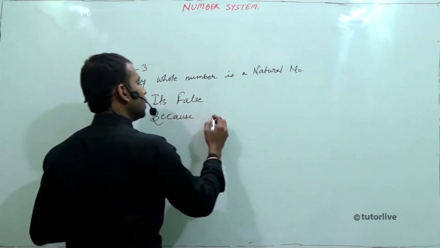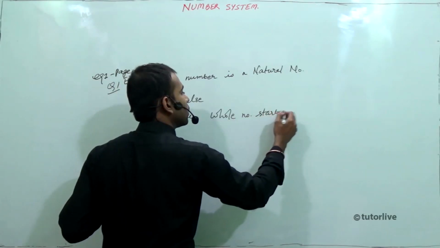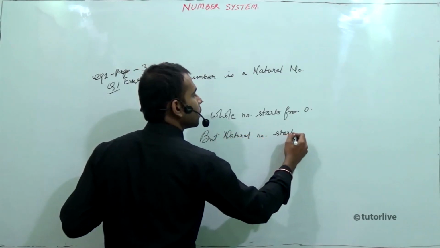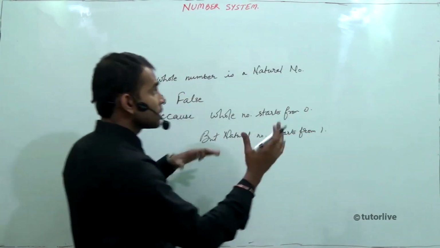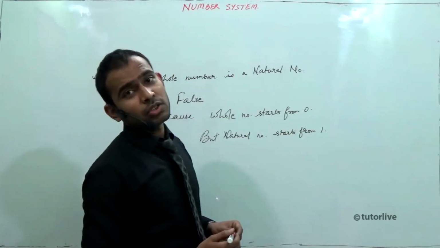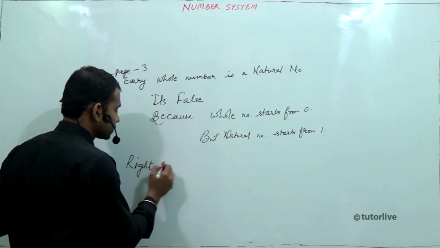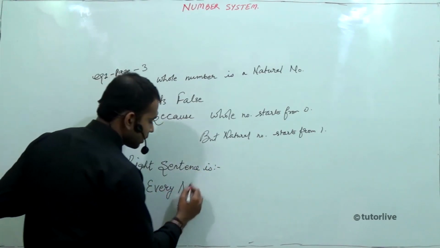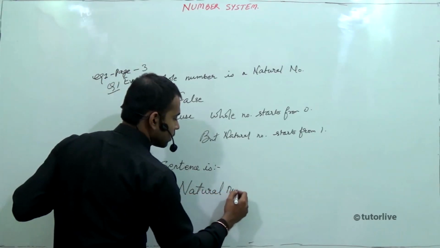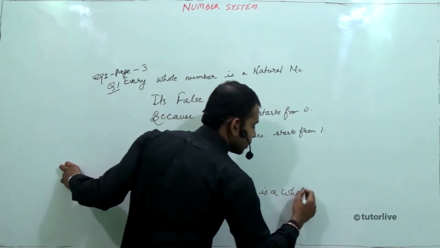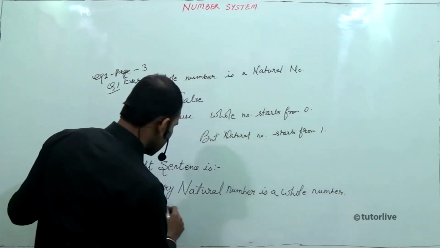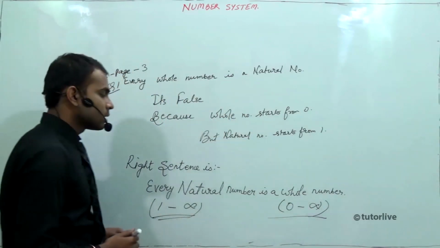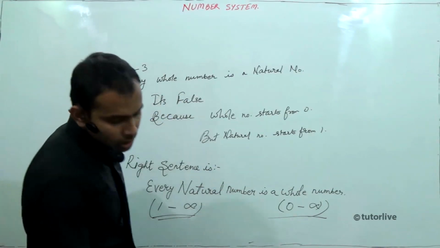Because a whole number starts from 0, but a natural number starts from 1, right? So we can say every natural number is a whole number, but not every whole number is a natural number, okay? So the right sentence is: every natural number is a whole number, because you know natural numbers start from 1 and go till infinity. This comes under whole numbers, which start from 0 and go till infinity, okay? That is the reason why every natural number is a whole number, but not every whole number is a natural number. That's a false statement, okay?